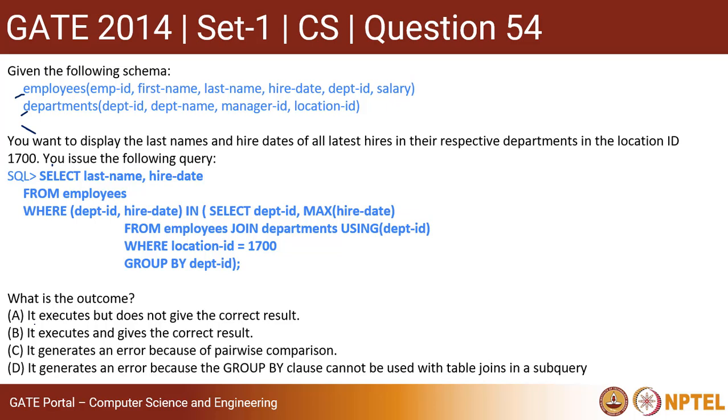So option A, it executes but does not give the correct result. B, it executes and gives the correct result. C, it generates an error because of pairwise comparison. D, it generates error because the group by clause cannot be used with table joins in subquery.